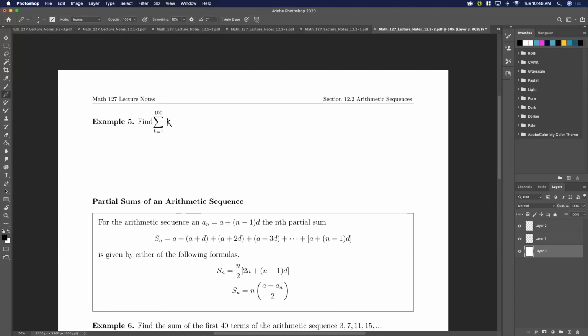All right. So let's do this. Calculate this number. Find the sum if you add up all the numbers from 1 to 100, right?